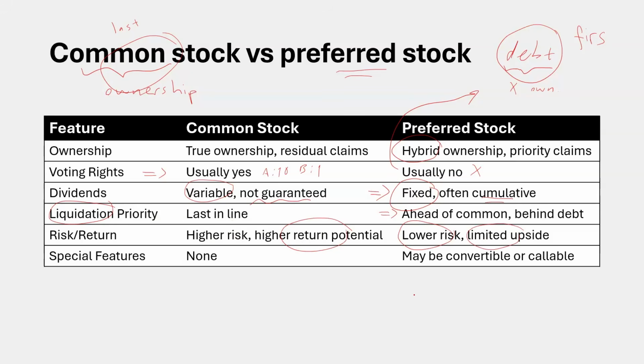And sometimes preferred stock might have special features as well. So, for example, these shares could be convertible, in the sense that the company may convert preferred stock into common stock. Okay.